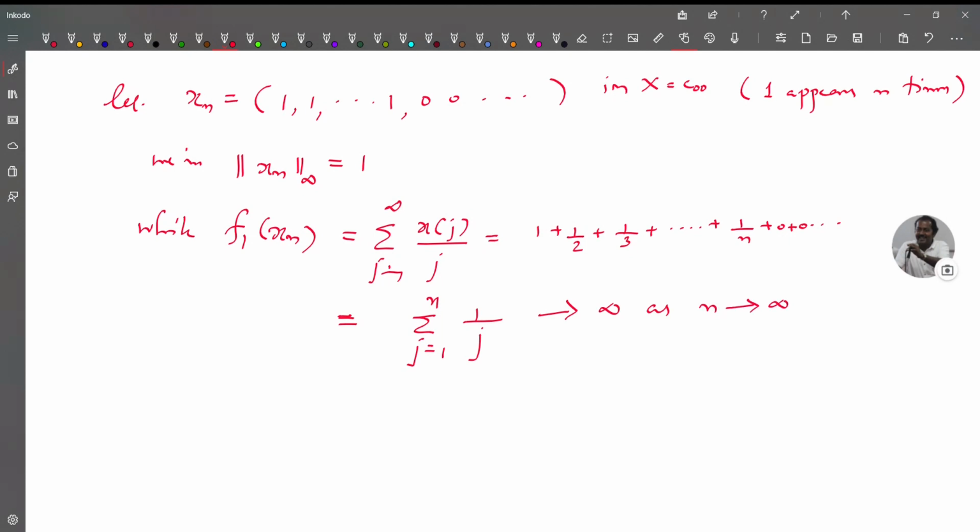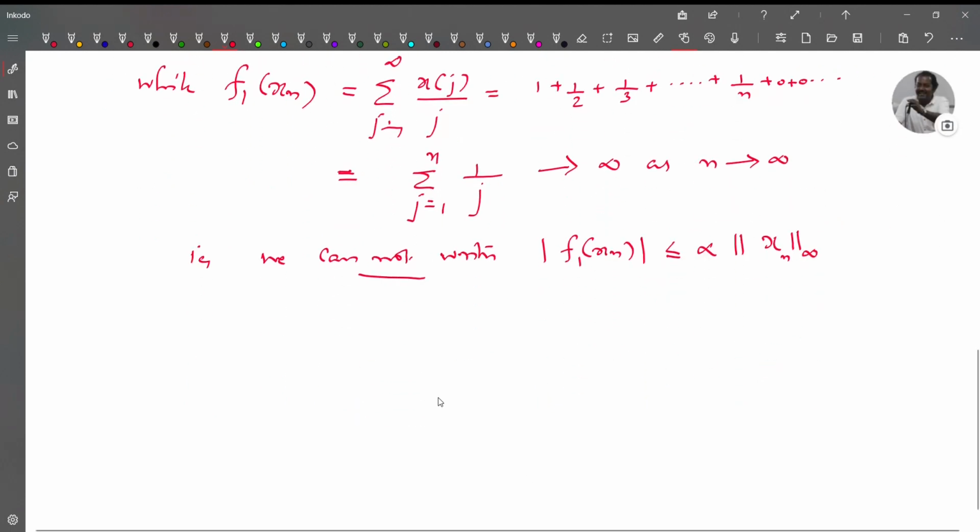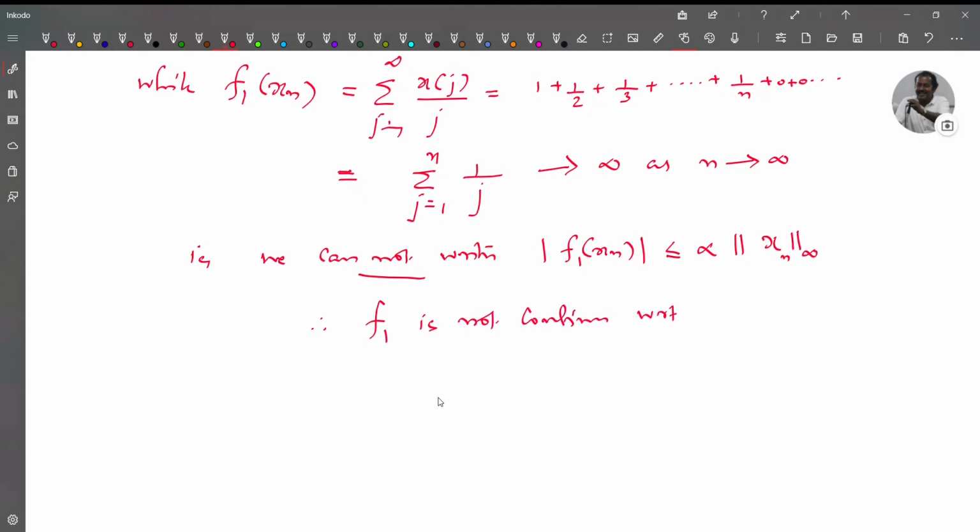That is, we cannot write modulus of f1 of xn is less than or equal to some alpha times norm of xn. Therefore f1 is not continuous with respect to sup norm.